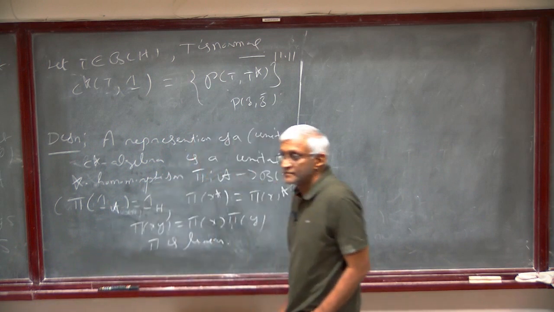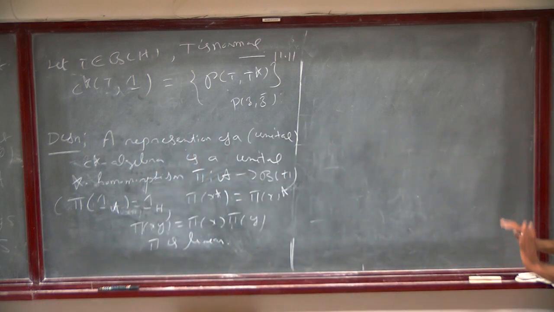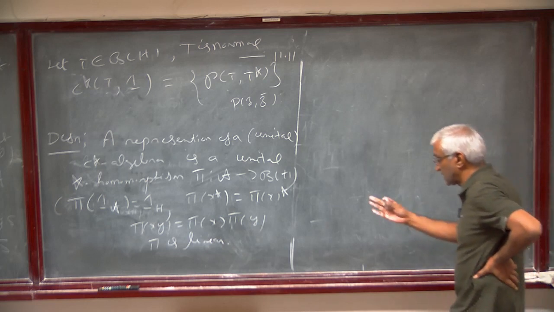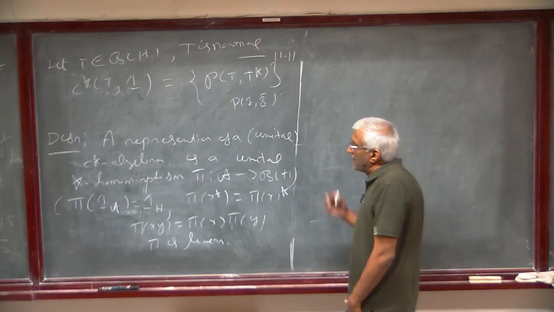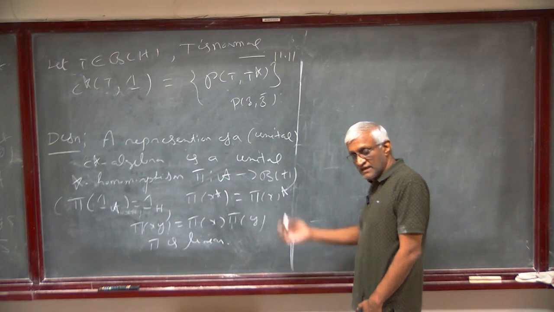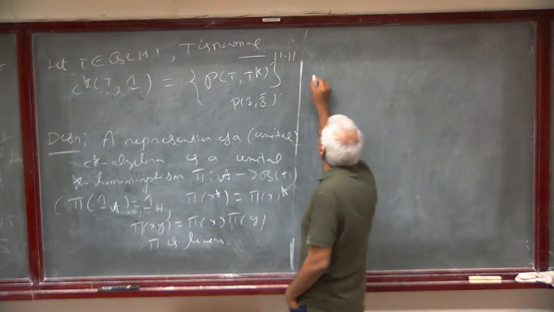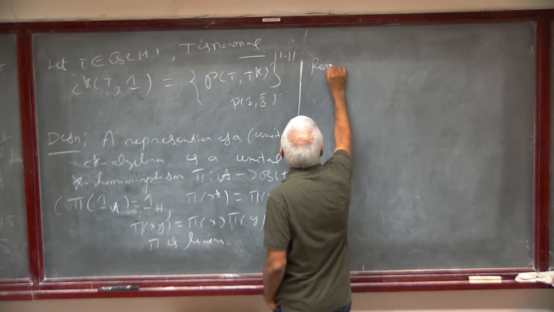So it's just a star homomorphism. It preserves the star, it preserves the product, it preserves, of course, the linear structure. So this is what is called a representation. And we are not imposing any continuity condition because it automatically follows. Okay. So this is the remark.